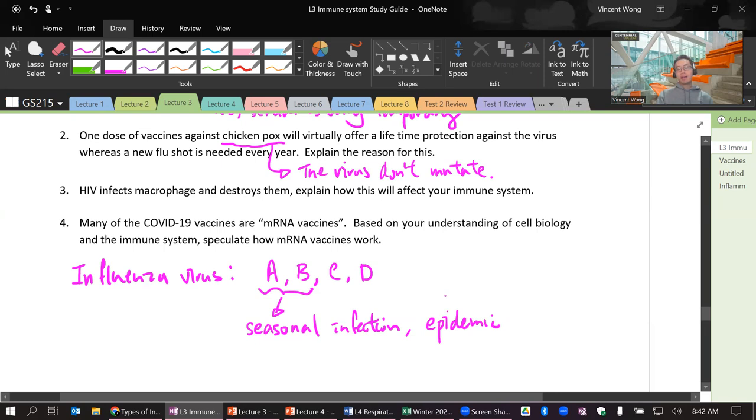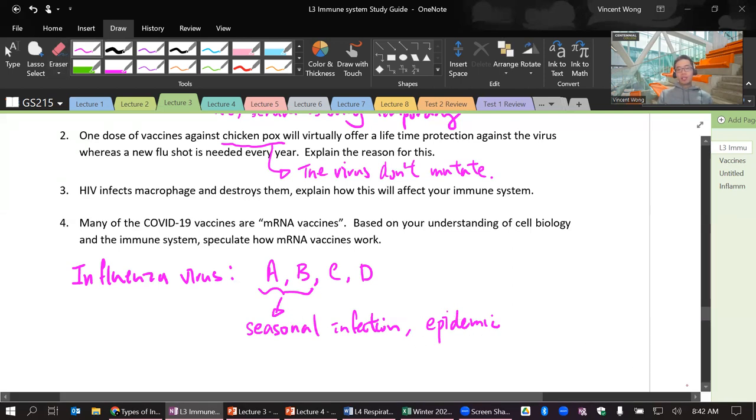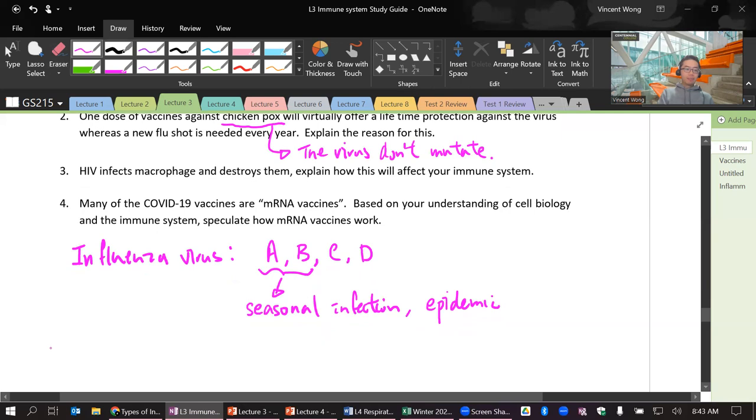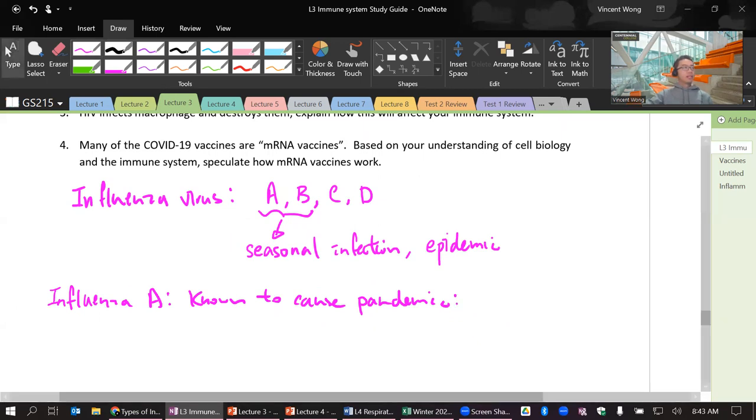Right, now we are in the midst of a pandemic, but if it's really, really localized, then we call it an endemic. And if it spreads a little bit outside of a contained region, then we call it an epidemic. And if it goes throughout the entire world, then it's a pandemic. So A and B are known to cause seasonal epidemics. And influenza A is the one that is known to cause pandemics. Does anybody know any name of any influenza A that has made the headlines in the past, I don't know, 10, 20 years? Anyone know any?